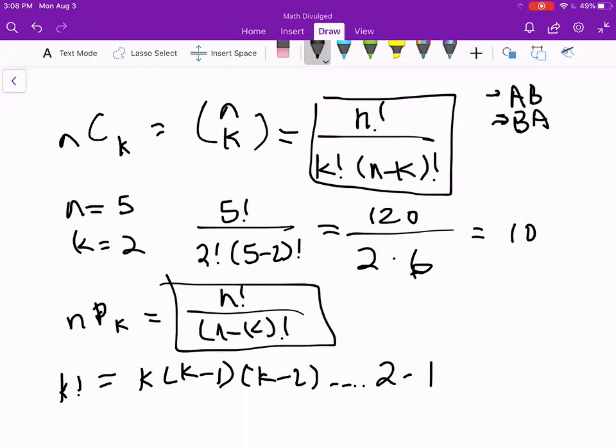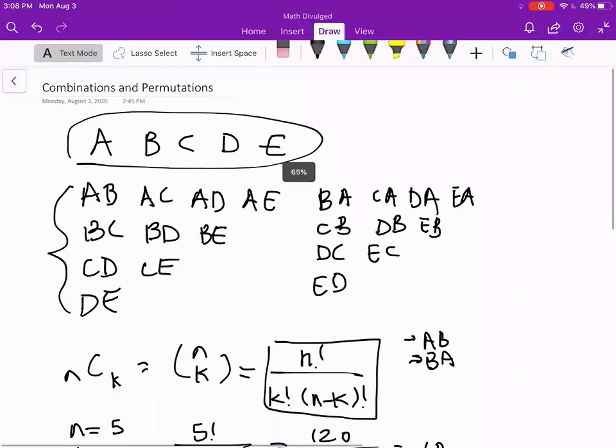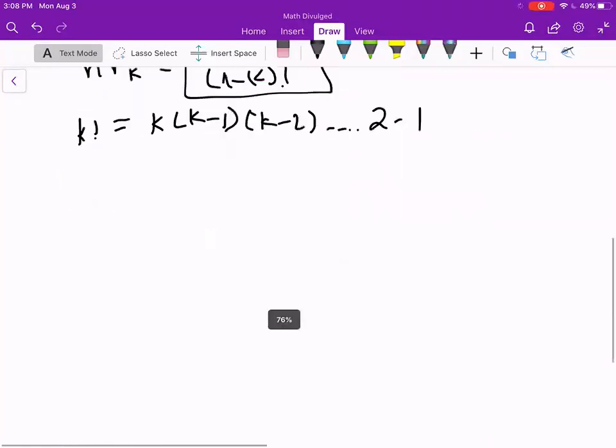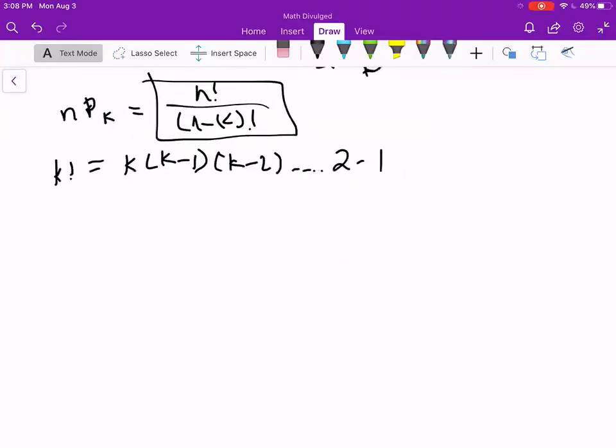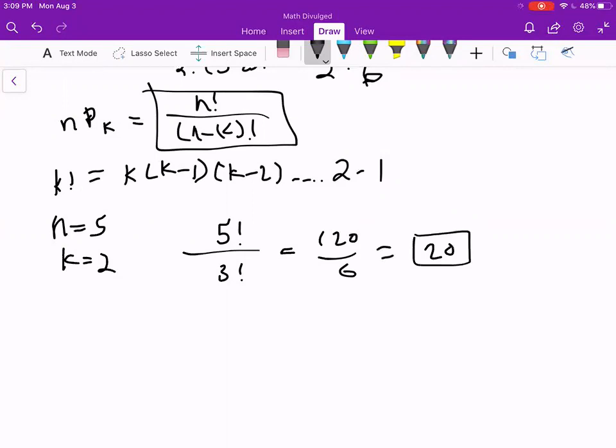And let's try this out again. So before, when dealing with our letters, we had 20 cases when we were dealing with permutations. So let's see if we get 20 using this formula. So once again, n is equal to 5, k is equal to 2, and plugging into the formula, we get 5 factorial divided by 5 minus 2 factorial, which is 3 factorial. So this is 120 over 6, which is indeed 20. So these formulas do indeed work.